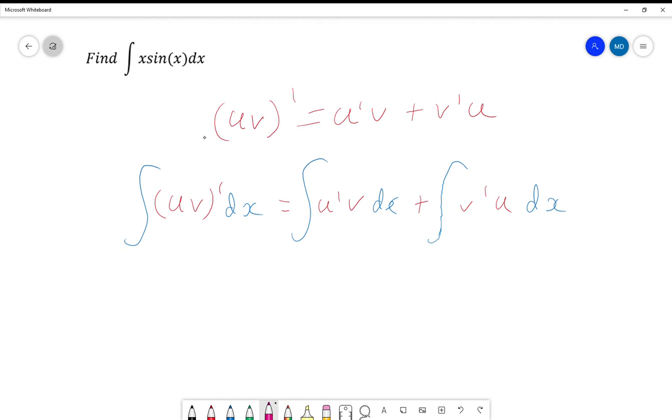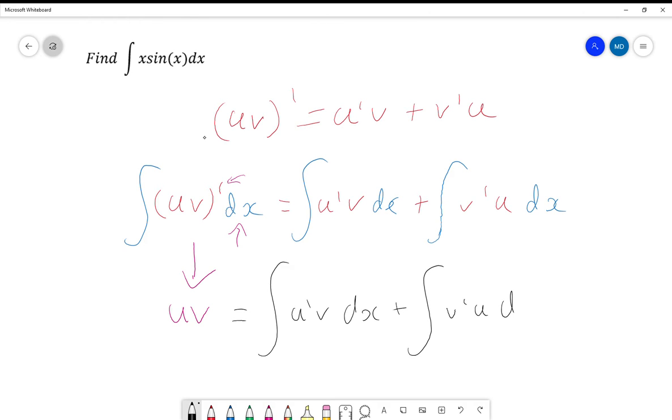But it doesn't allow us with this bit. This bit here actually does something quite interesting. This bit is a derivative that is then integrated. And those are opposites. Those are the inverses of each other. So this bit here simply simplifies to uv, because we've undone this derivative with respect to x by integrating with respect to x. The other two bits remain the same though, so that's uv is equal to the integral of u dash v dx plus the integral of v dash u dx.